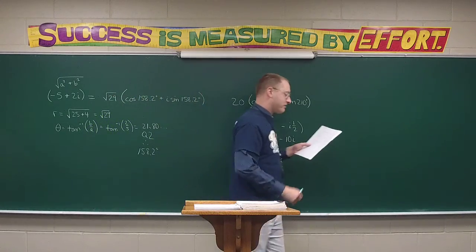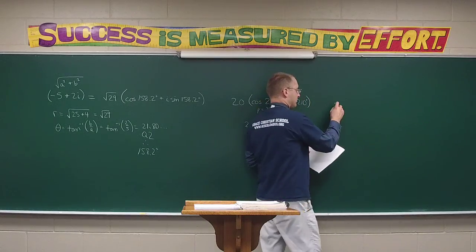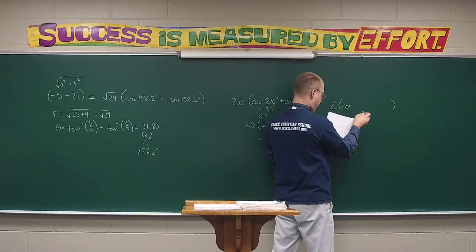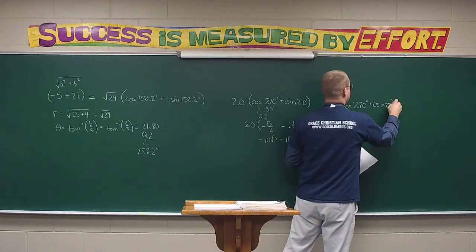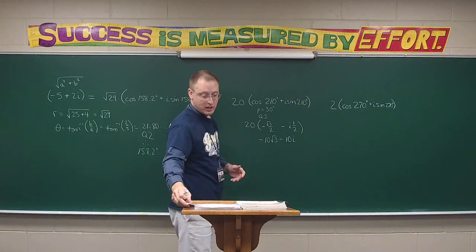Number 3, we're going to divide. So class, we start by doing what to the r values? Actually dividing to get? 2. And then what do we do to the theta values? Subtraction. To get the cosine of 270 plus i times the sine of 270 degrees. And Quentin, go ahead and convert it back to standard form for us.